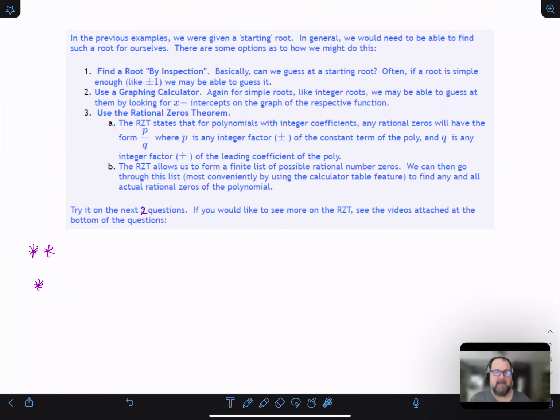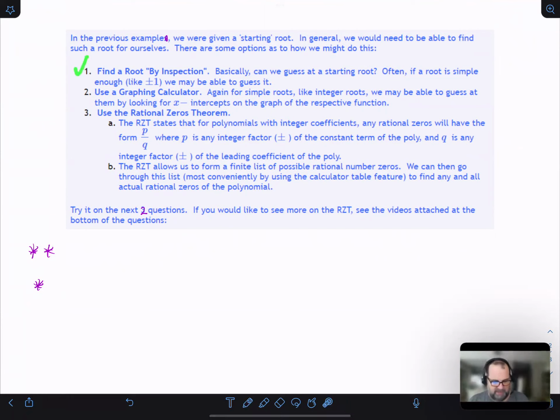So in that last example, we were given a root, right? We were given a starting root, and that got us started. In general, of course, that's artificial. You don't necessarily, no one's there handing out roots to you necessarily. So how might we find a root? So a couple of things we can do.